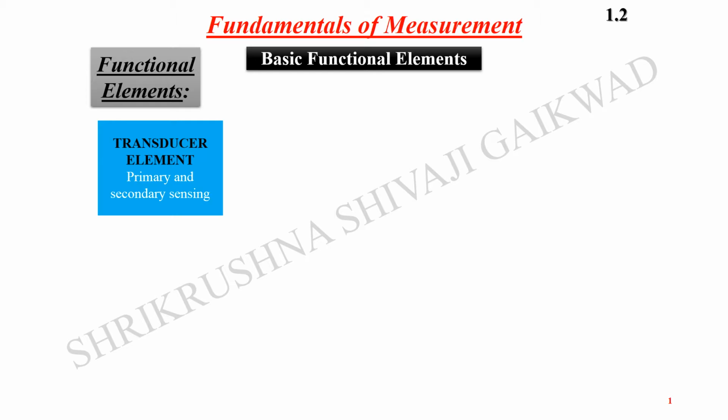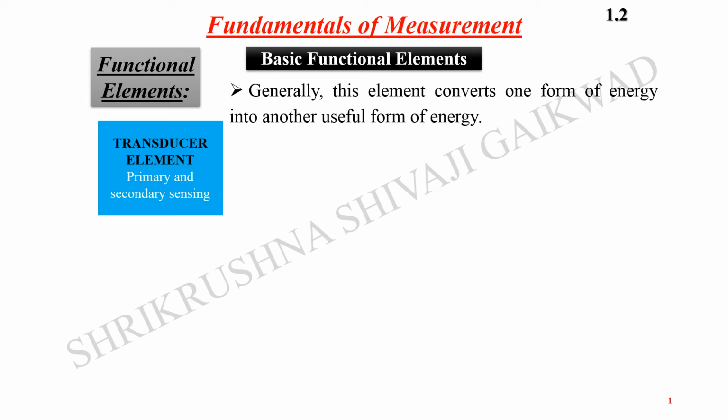So the first element is nothing but the transducer element. It is also called the primary and the secondary sensing element. This transducer element is generally at the primary and the secondary stage where it just tries to sense the data and convert it into another type of energy conversion. One form of the energy will be converted into another form. So this work is done in the case of the transducer element.